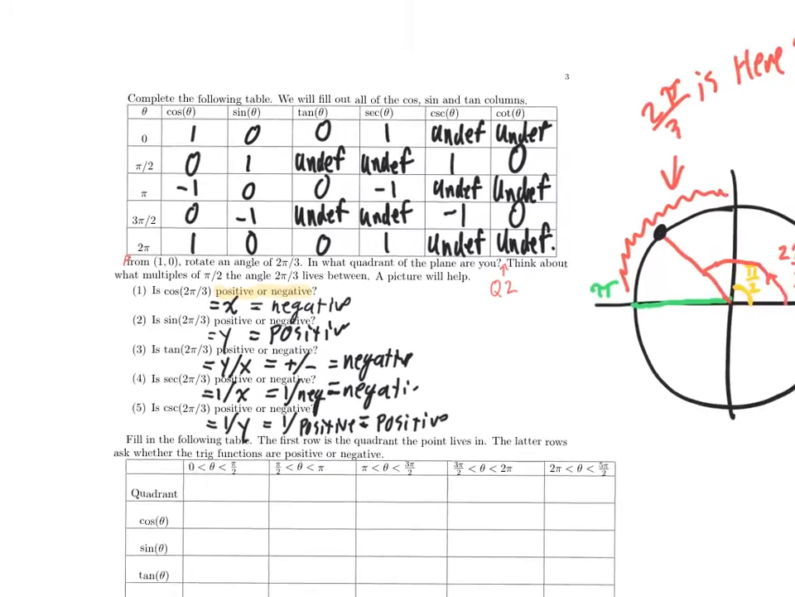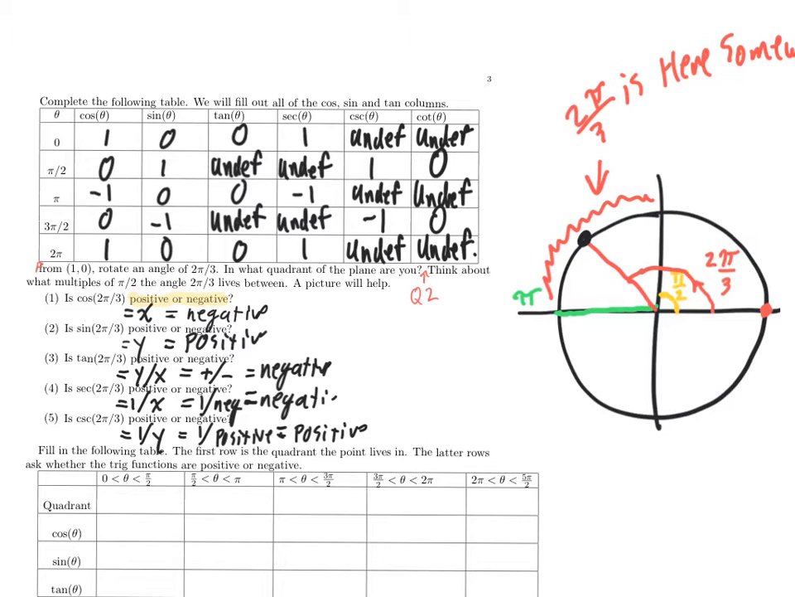And I guess for no good reason cotangent doesn't appear, so let's ask the same question for cotangent. Cotangent of 2 pi over 3. Cotangent is x over y. So x is negative, so it's a negative divided by a positive. That is negative.